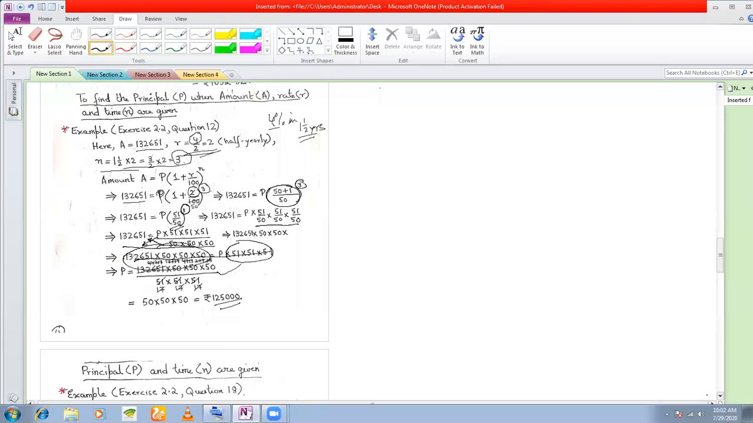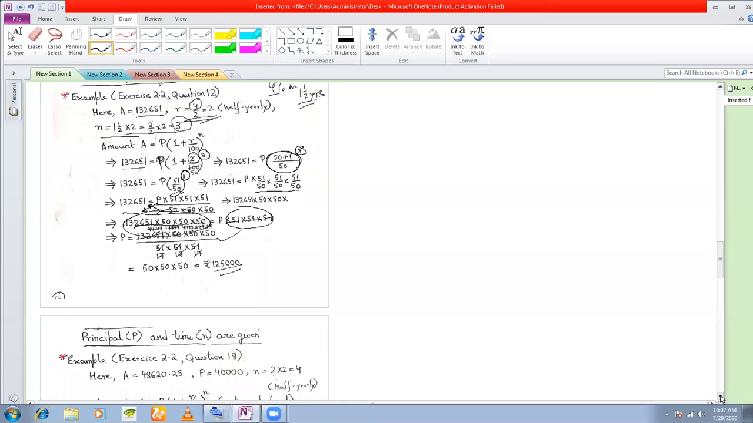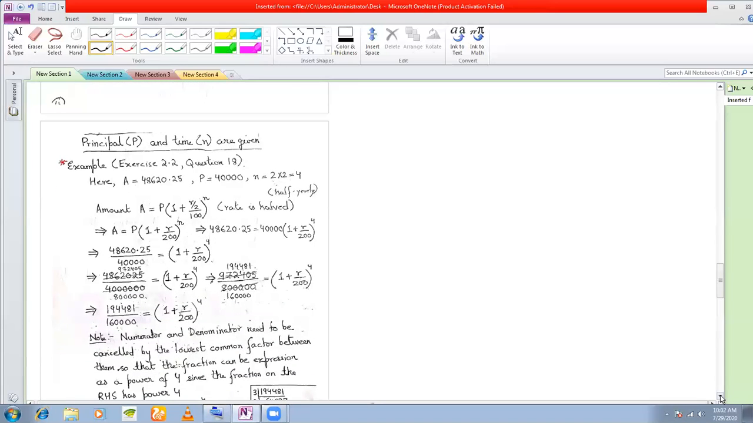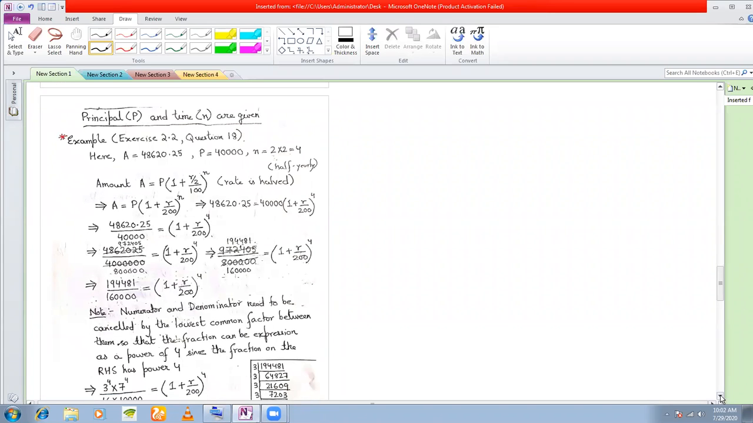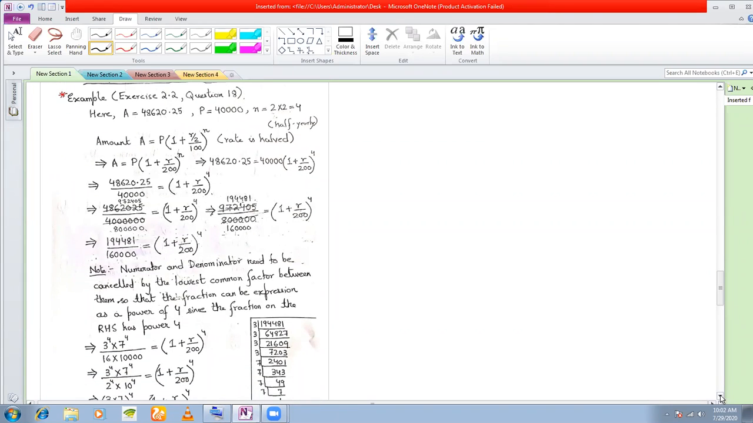Mostly what you get is these kind of problems here in class 9. Calculation of principal, calculation of time, calculation of number of years the money was invested. This is mostly the kind of problem that you get.